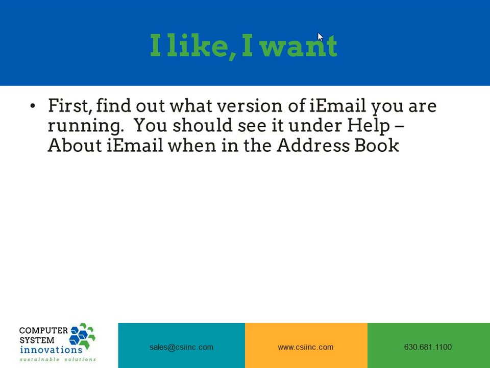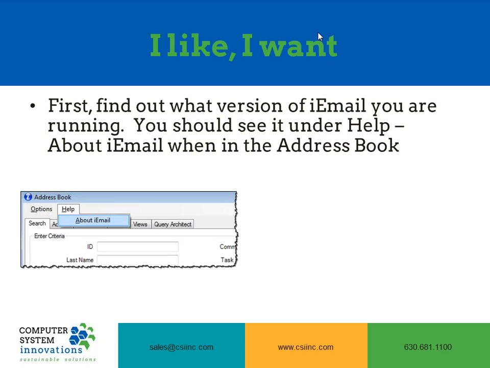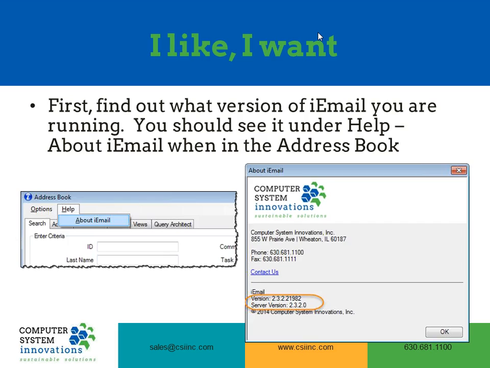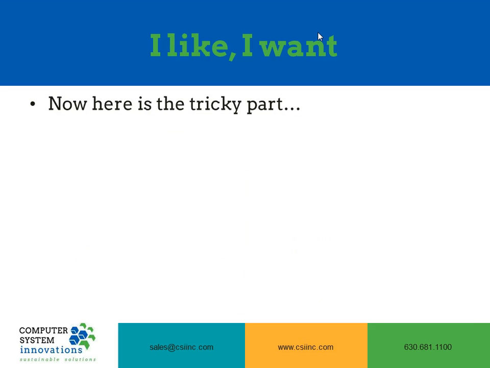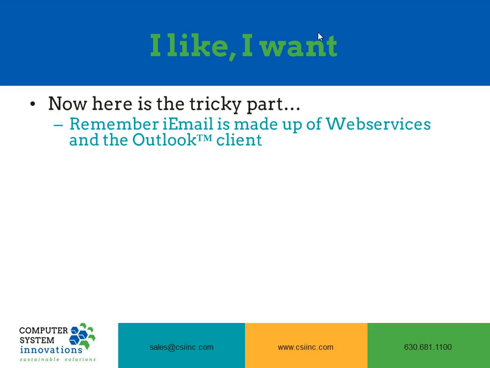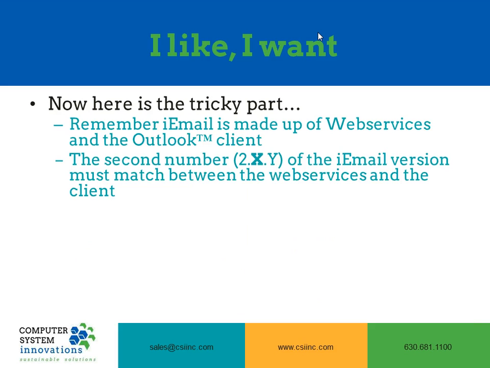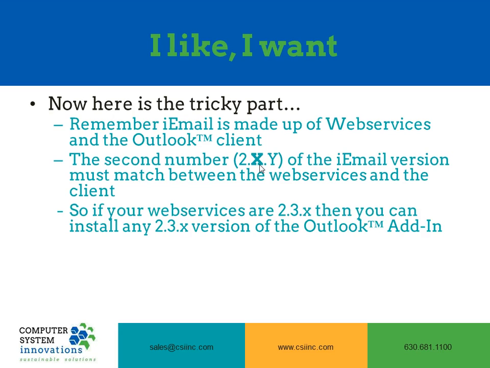So you like what you saw and you want it. Well, the first thing you got to do is figure out what version of iEmail you're on. And you can go to Help About iEmail when you're in the address book, and you'll see the version. Now here it gets a little tricky, okay? Because if you remember, iEmail is made up of a web service or web services and the Outlook client. And really what you have to match is this second number. They have to match. And the reason we do that is we don't want to be updating the web services all the time because they're a little trickier to install than the Outlook client. And maybe you just want to install the updated Outlook client on one machine and not all of them.